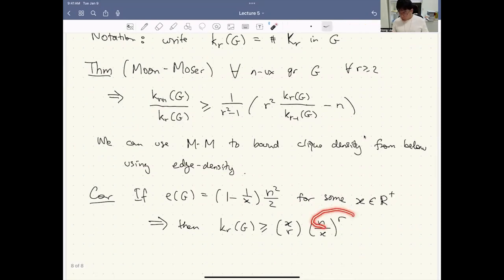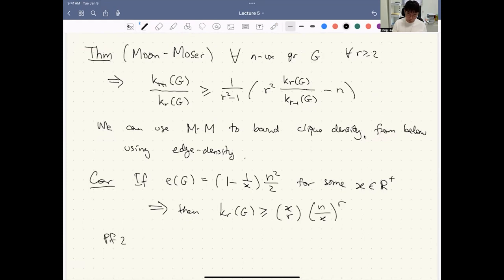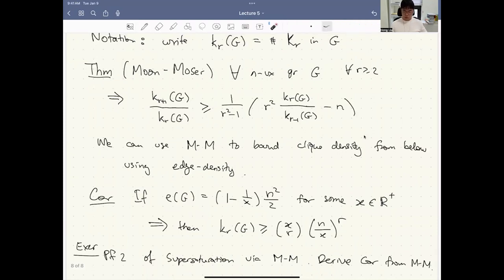So look, this is larger than n choose r. So this is all possible r sets. And here, this is an absolute constant, depending only on r. So it's a constant, meaning that the K_r density in G is positive. So this is exactly supersaturation for cliques, right? This is basically proof two of supersaturation. While Moon and Moser, I will leave this as an exercise: derive the corollary from Moon and Moser. Just computation, this from this.